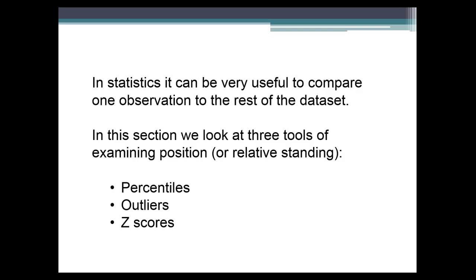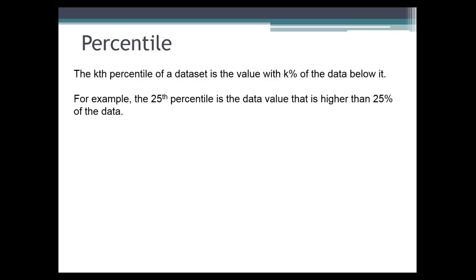So we're going to look in this section at three different tools in examining position. Two ways of measuring position are percentiles and z-scores. We'll talk about those. And then we'll also look at outliers, which is a way of saying that your position is really far away from everybody else. So let's start with percentiles.